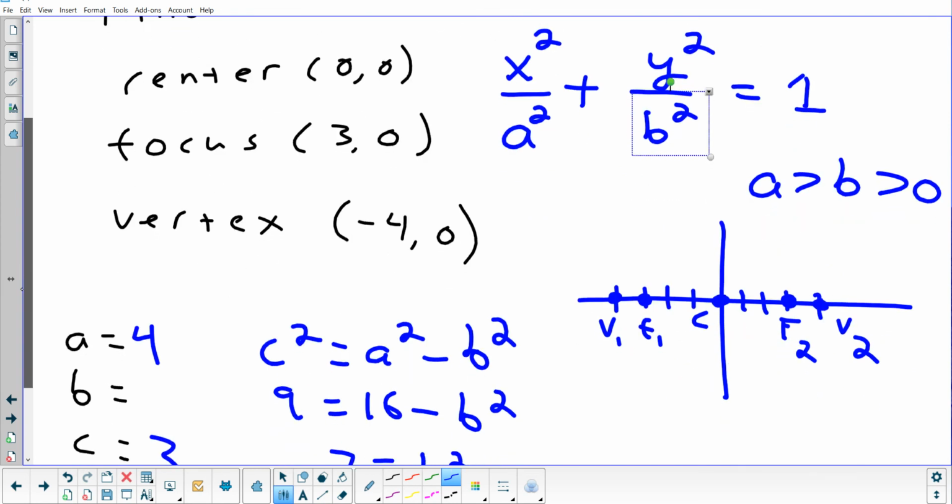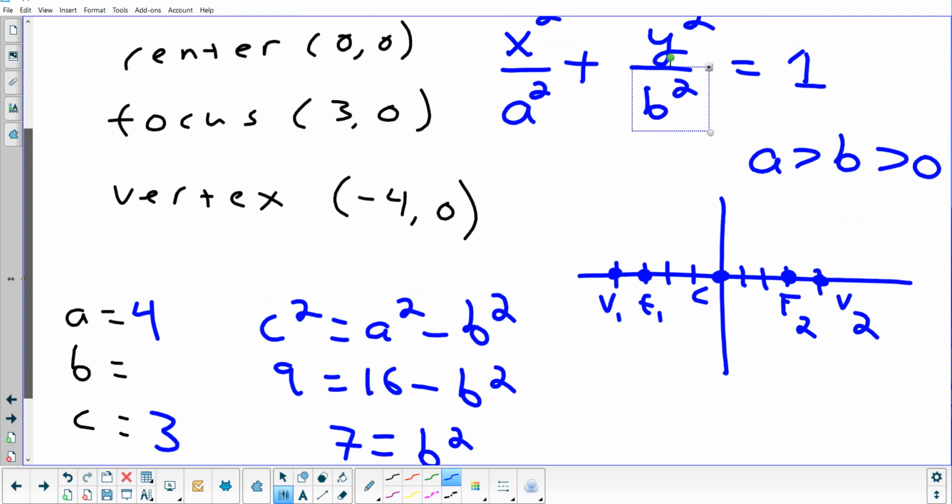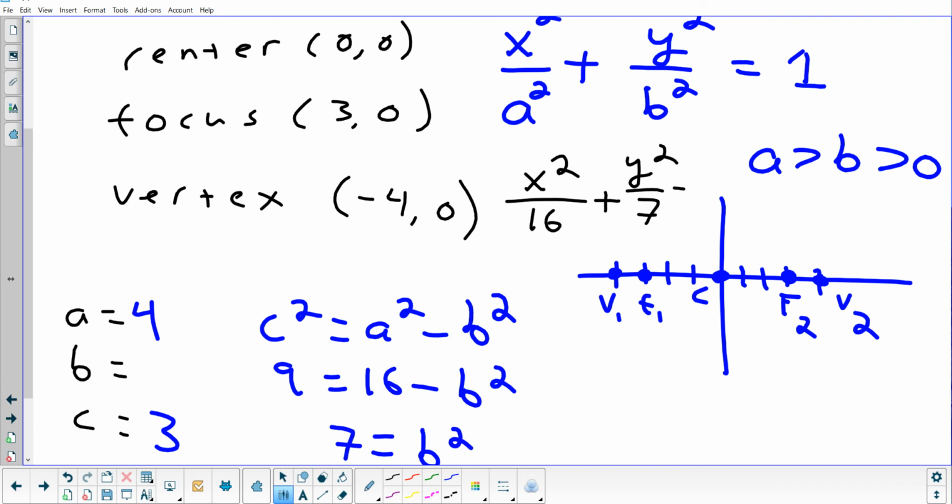So, what's going to be my equation? X squared over what? 16. Plus y squared over what? 7. Equals 1. There's your equation.